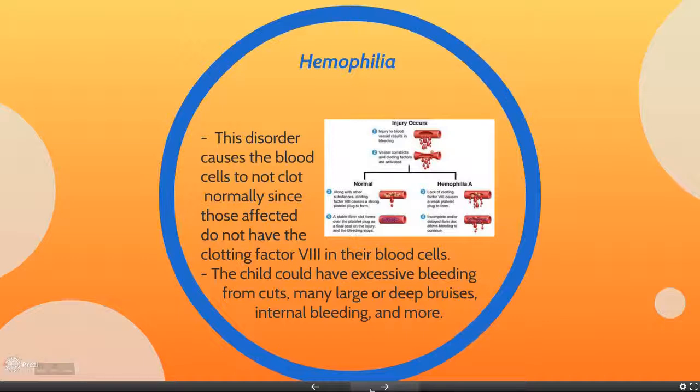In a normal situation, there would be clotting factor VIII in their blood cells to create a barrier and slow the blood flow. However, a person with hemophilia does not have the clotting factor VIII in their blood cells, so they do not have a barrier to help slow the blood flow down, and overall will bleed more out than a normal person. With the disorder, the child can also experience many large or deep bruises and internal bleeding.